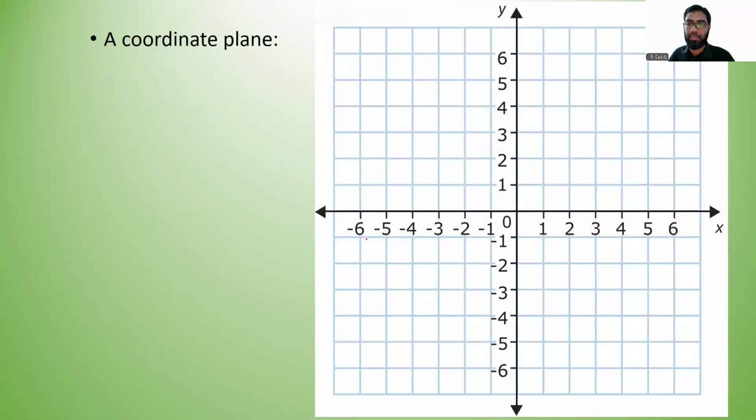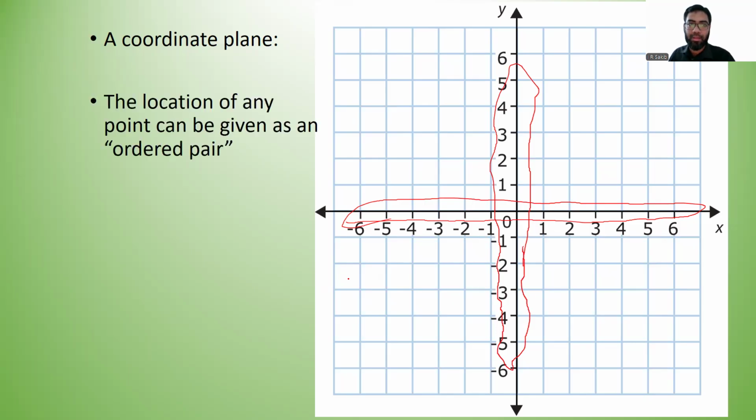What is a coordinate plane or a Cartesian plane? A Cartesian plane will have 2 axes, the horizontal one, which is called in a short way the x-axis, and the vertical one, which is called in a short way the y-axis. These are my 2 axes, okay?